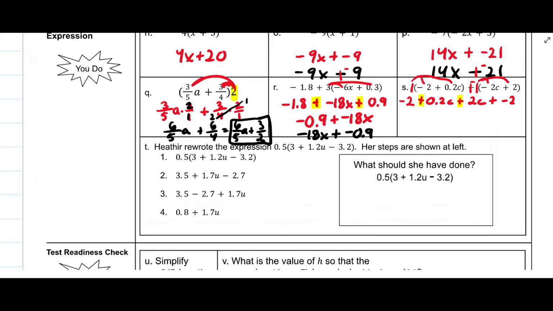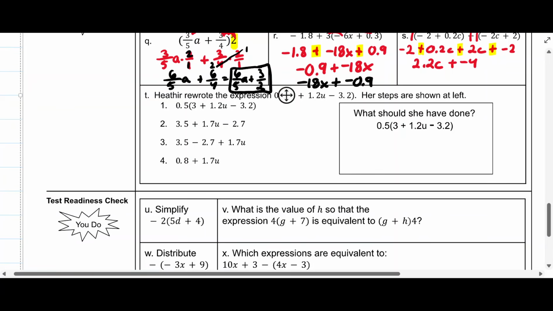Addition, addition, and addition. So now we can use the commutative property and move things around. So we're going to put our c's together. 2 tenths c plus 2c is 2.2c. Plus, we'll move on to our constants. Negative 2 plus negative 2 is negative 4. So our answer is 2 and 2 tenths c plus negative 4.